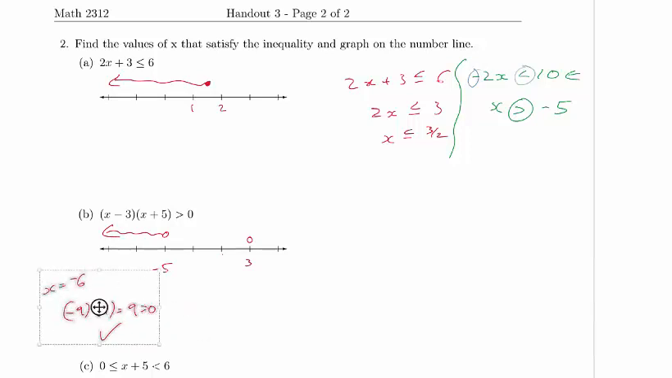Alright, so let's go on to a point somewhere in here. We can pick any point. Let's pick an easy point. We're going to pick x equals 0. When you plug that in, you get negative 3 times positive 5. Well, that's going to be negative 15, and that is less than 0. That is not what we want. Alright, so we do not include this area.